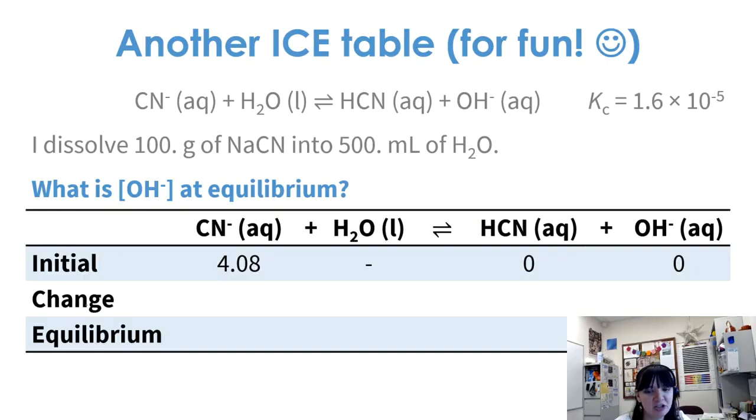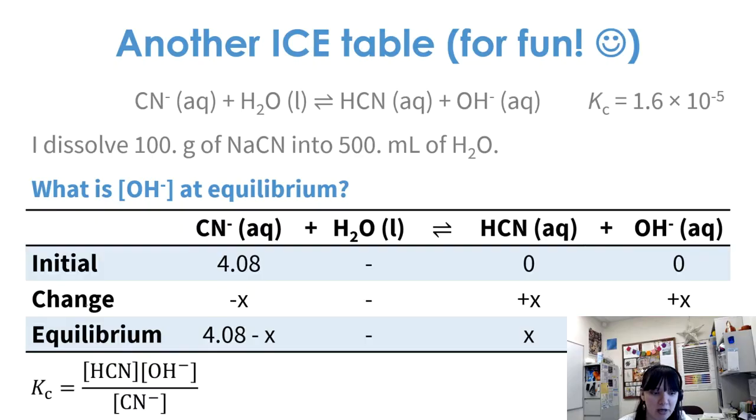Then the change is, of course, going to be adding to the products and subtracting from the reactants. All of these have a molar coefficient of 1, so we'll just write minus X for CN minus, and plus X for HCN and for OH minus. That means at equilibrium, my concentrations are 4.08 minus X for the cyanide, X for HCN, and X for hydroxide. So from here I can solve for X using my equilibrium constant.